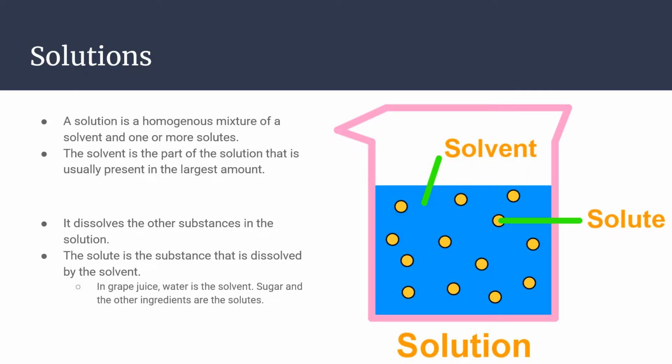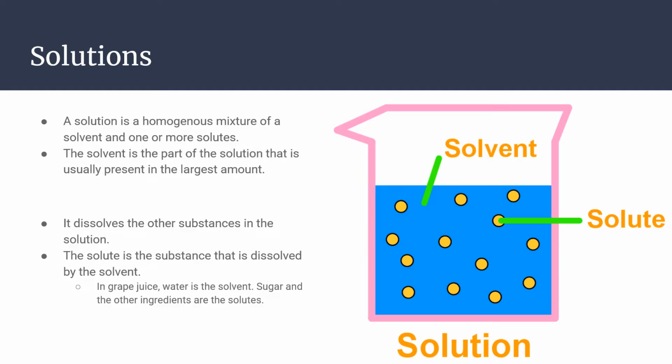Solutions. A solution is a homogeneous mixture of a solvent and one or more solutes. The solvent is the part of the solution that is usually present in the largest amount. So usually it's some type of liquid, but not always.